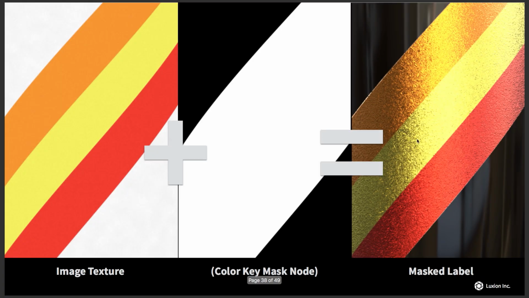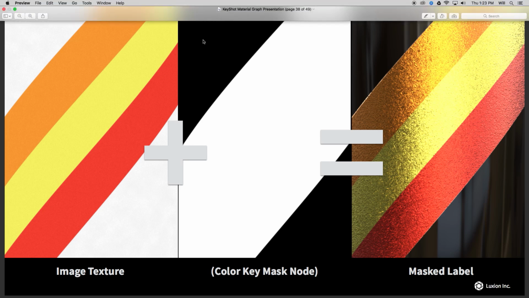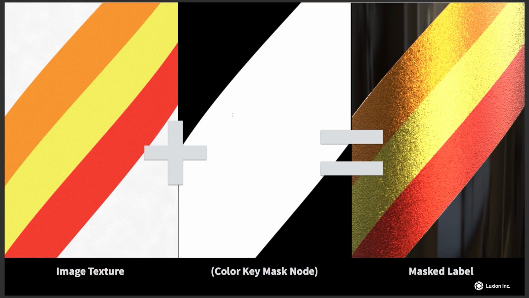So the breakdown here looks like this. We have a texture, an image texture of course, that has white with 3 stripes inside it: orange, yellow, and red. Then the color key mask was applied and white was selected, so the white area becomes black. This is the mask. KeyShot sees this now as a mask, and then it makes the white areas on either side of the 3 stripes invisible. So there are the 3 stripes as a metal material with a little bump texture on them, and that white area is completely out of sight.